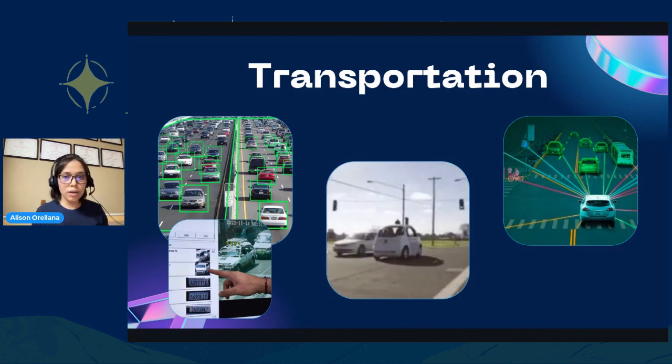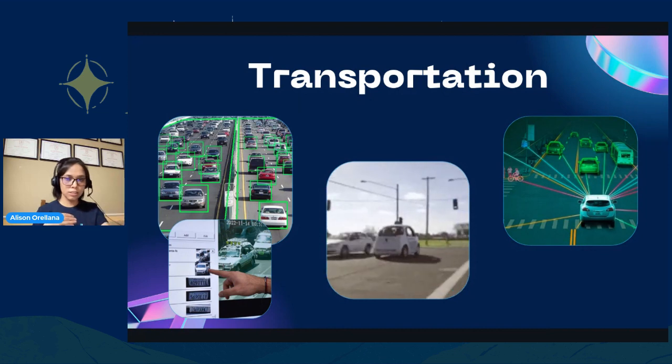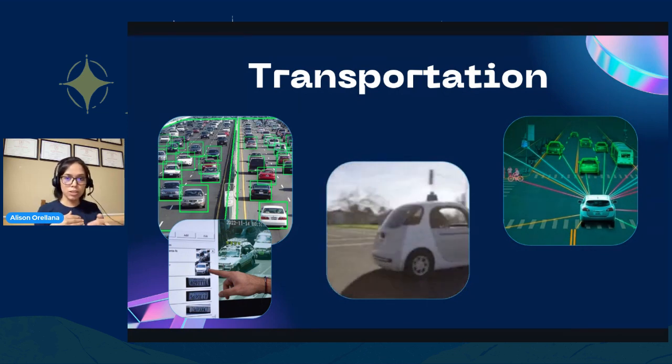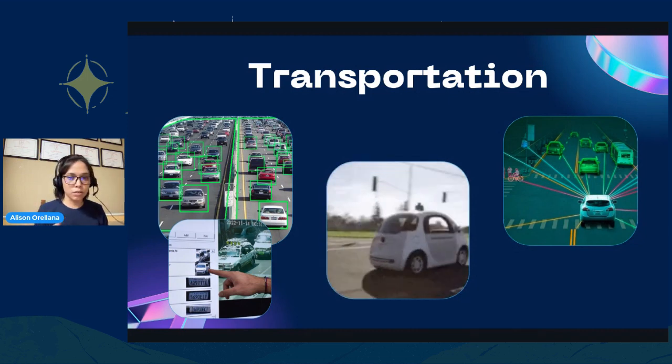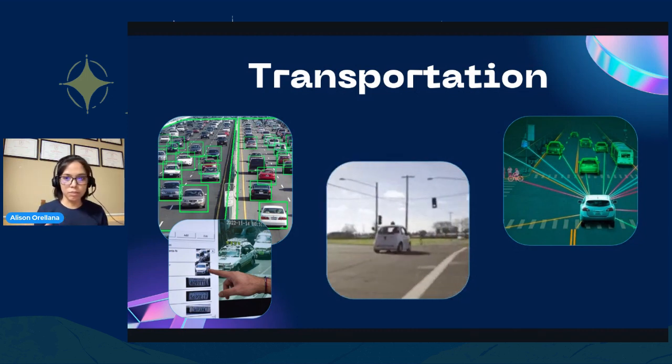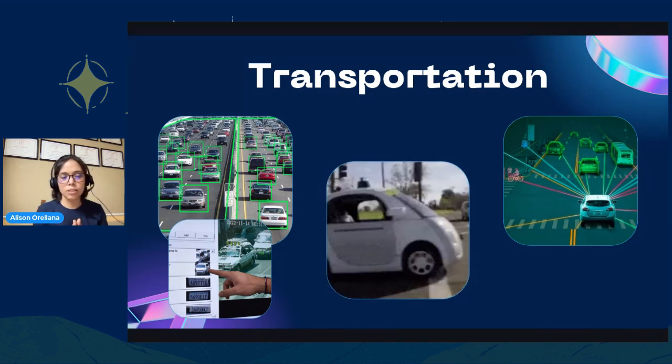The third one shows that we can see and understand the distance between each car or object, and that helps with automatic, self-driven cars.